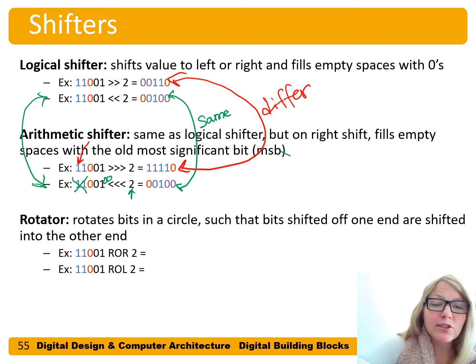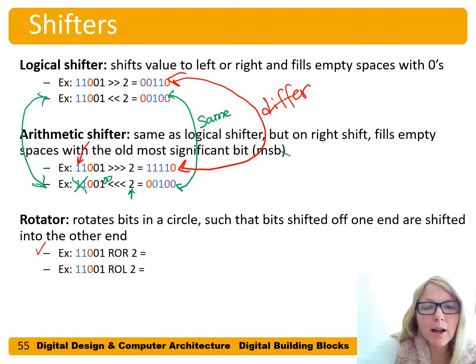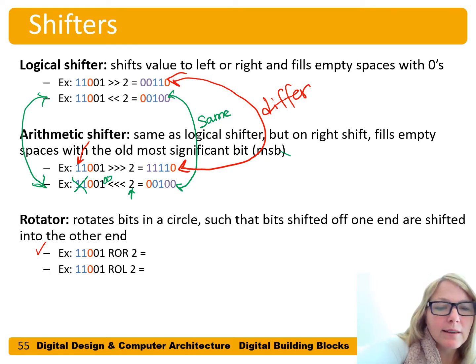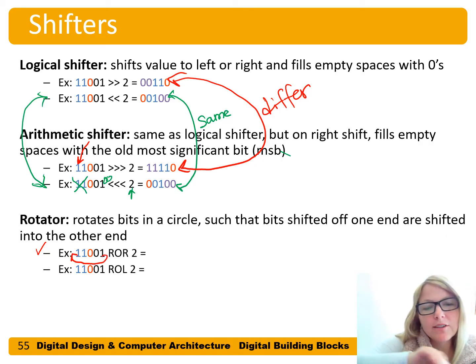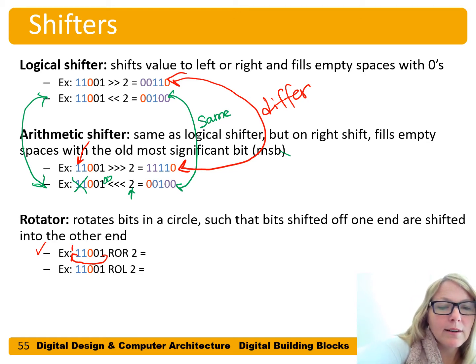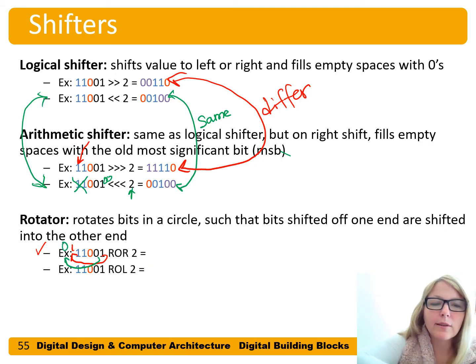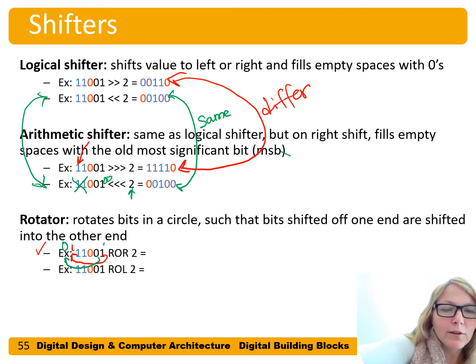Rotators are similar to shifters, but instead of just dropping the bits off the edge, we rotate them around. So this is a rotate right, ROR. We're going to rotate right by 2 bits. As this 1 falls off and shifts to the right, it actually rotates and comes back around to the front. And so we get that 1 here, and then that 0 rotates around next. Instead of just falling off, it rotates around to the front. So we get 0, 1. They're no longer on the end. They've rotated around to the front. 0, 1, 1, 1, 0.